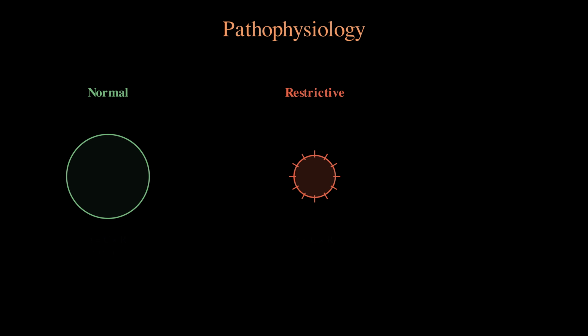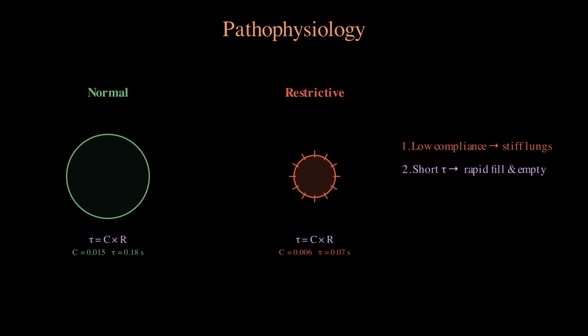Because compliance is low, the time constant, tau equals compliance times resistance, is short. This means the lungs fill and empty quickly, but accept very little volume before pressure climbs dangerously.